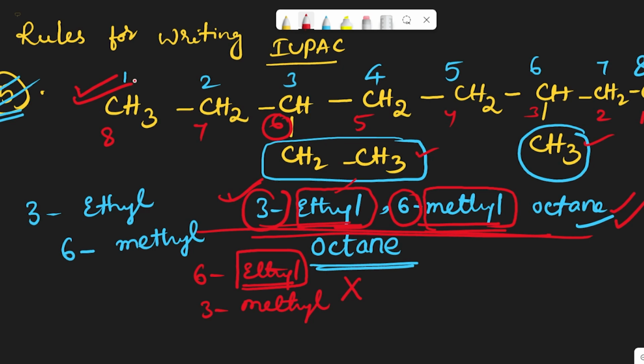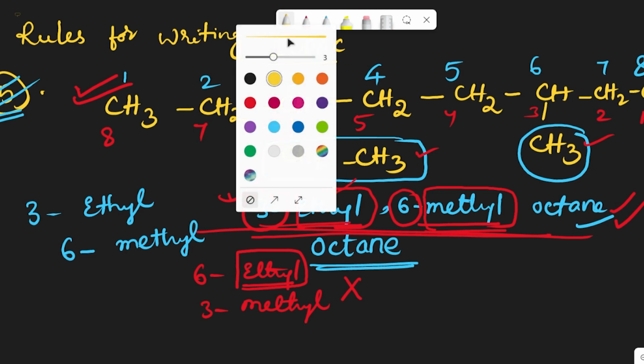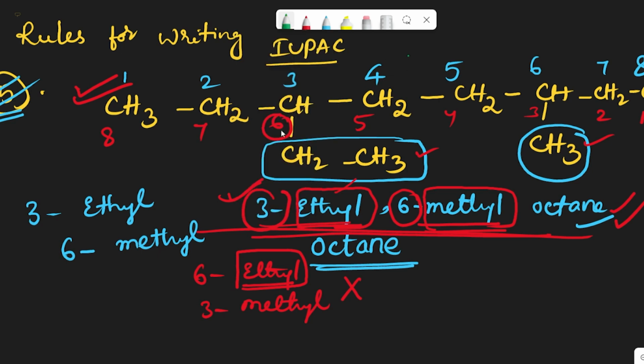Once again I am repeating. If there are 2 substituents in equivalent positions, then the lower number is given to the one coming first in the alphabetical order. So in this case, ethyl comes first, so 3 is the correct one, and methyl comes next, so 6 is the correct one. While numbering from right to left like this, it becomes 6-ethyl 3-methyl, so this is obviously wrong because ethyl gets the higher number.